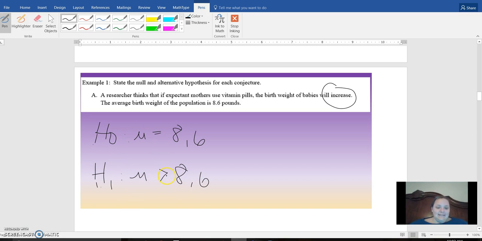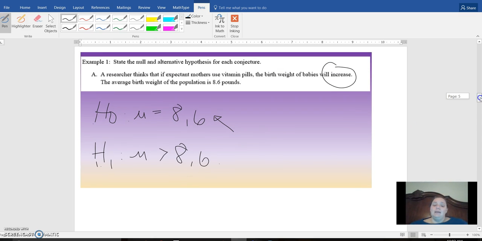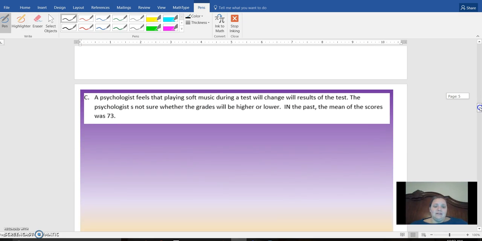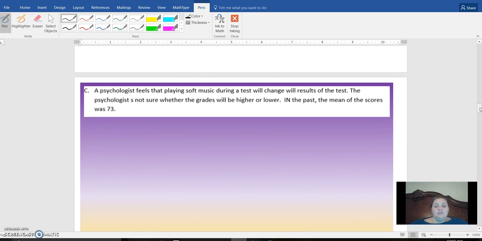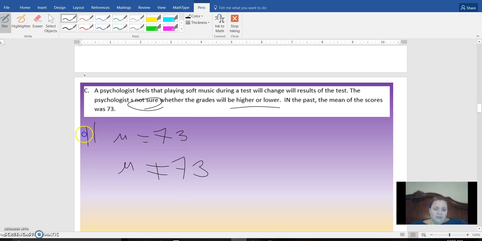This guy is what the researcher claims. And so what you do is you try to prove or disprove the null. If you disprove the null, then you automatically are correct about your hypothesis. A psychologist feels that playing soft music during a test will change the results of the test. The psychologist is not sure if it's going to be higher or lower. In the past, the mean was 73. So now we don't know what it's going to be. So that's the null, and that's the alternative.